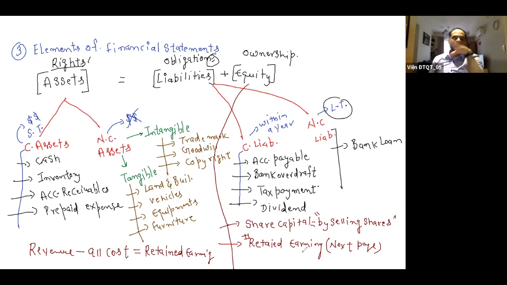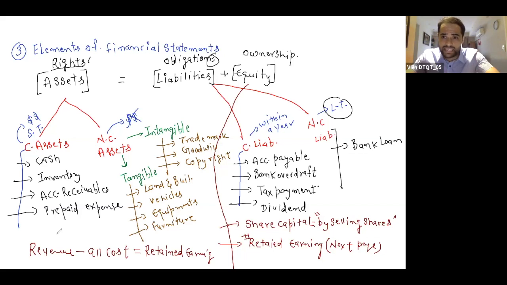So these are assets, liability, equity, right? These three are the elements of financial statement. No matter what financial statement you have, these three elements you will definitely find in every financial statement. You will always find assets, liability, and equity.